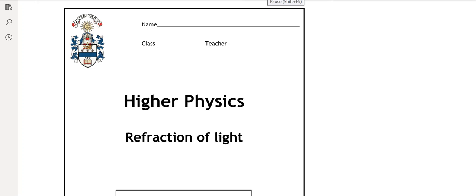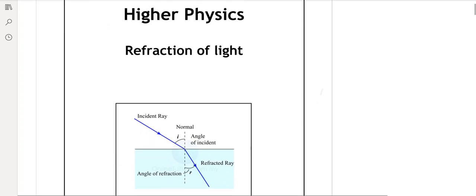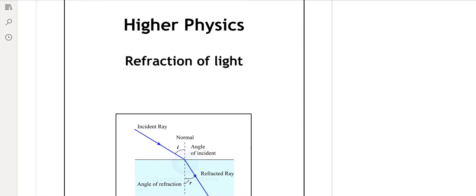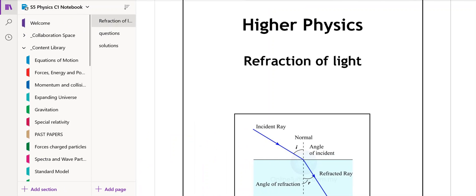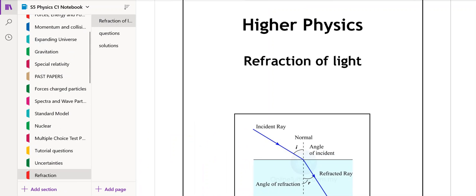Today we're going to be moving on to our next booklet of the higher course, which is called Refraction of Light. You will be able to get a blank copy of this on the Firefly blog page, and obviously you can tune in to OneNote.